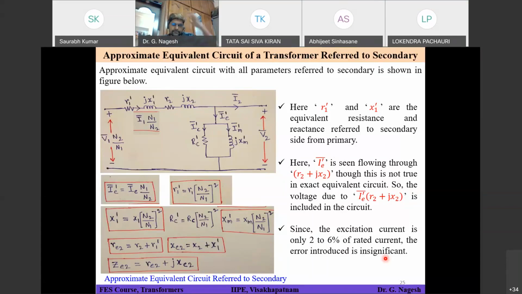Got it? Okay. So this is regarding the exact equivalent circuit, the approximate equivalent circuit referred to the primary, and the approximate equivalent circuit referred to the secondary. Great.